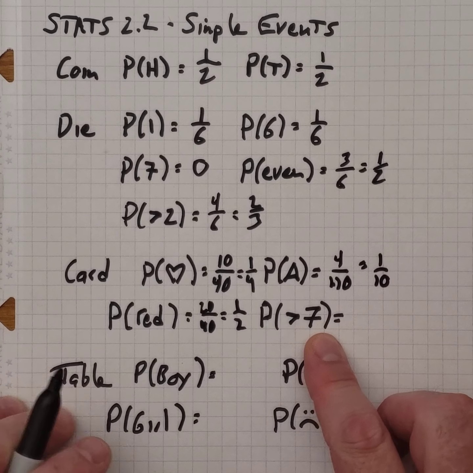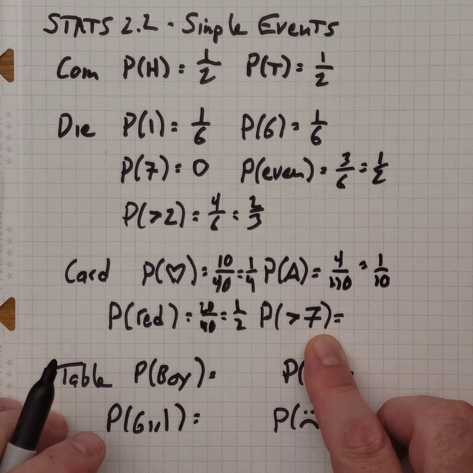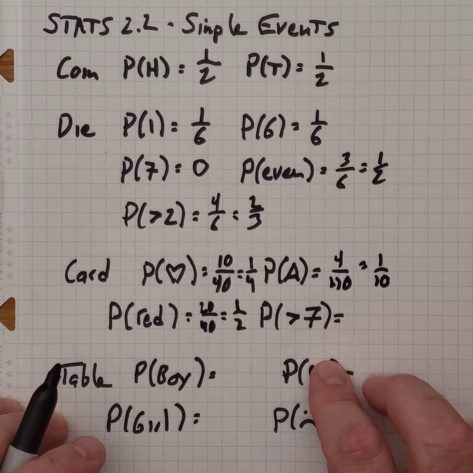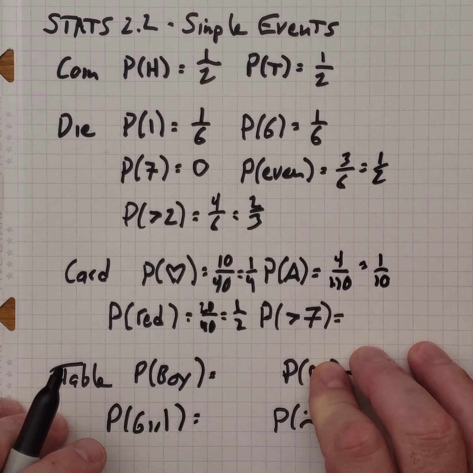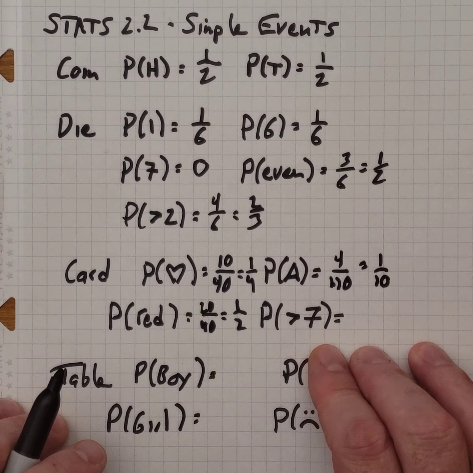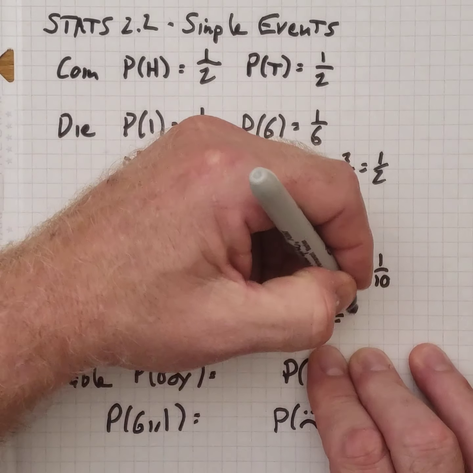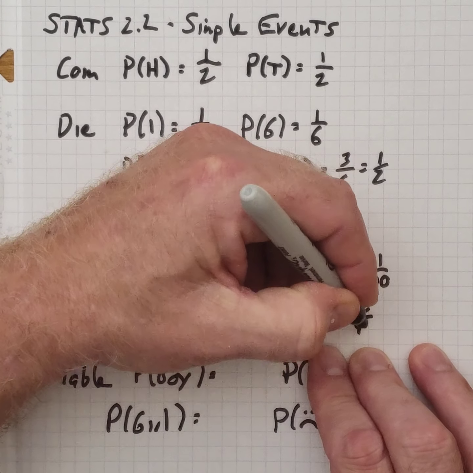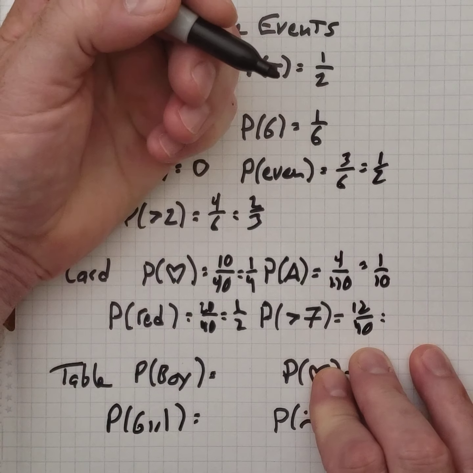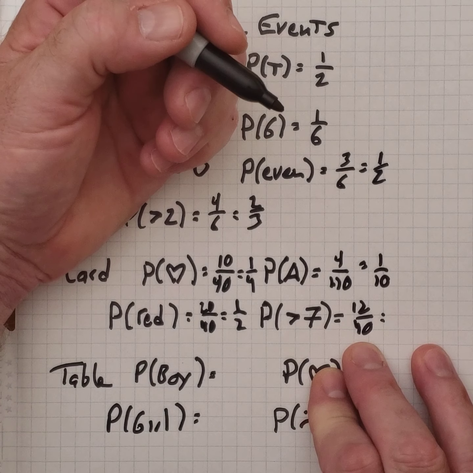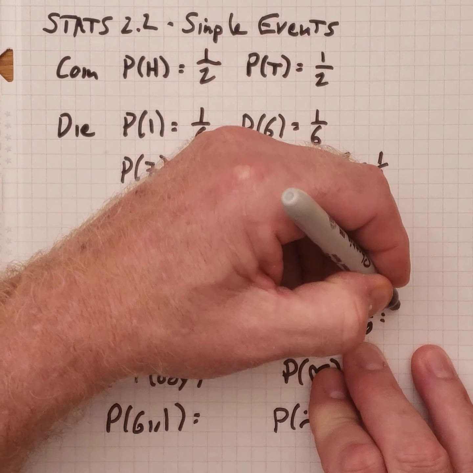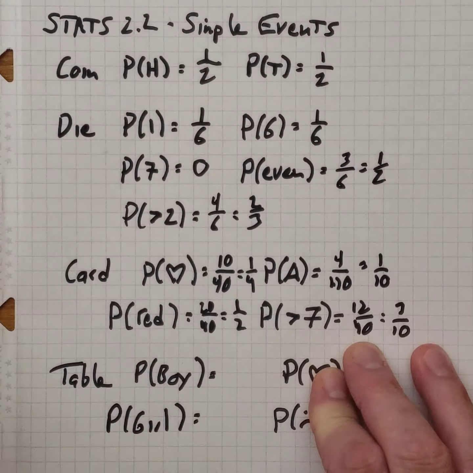And what's the probability that the card I draw is going to be greater than 7? Well, 8, 9, and 10 are all greater than 7. So that's 3 in each suit, and there's 4 suits. So that's going to be 12 out of 40, whatever that reduces to. That's divisible by 4. So that's going to be 3 out of 10, or 0.3.